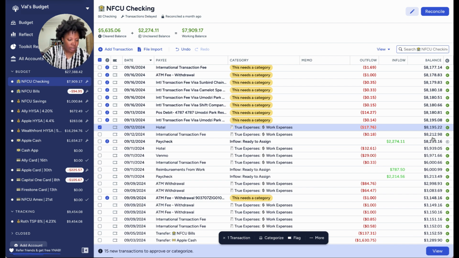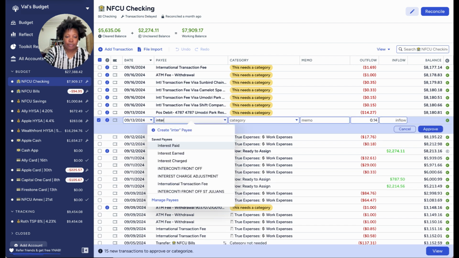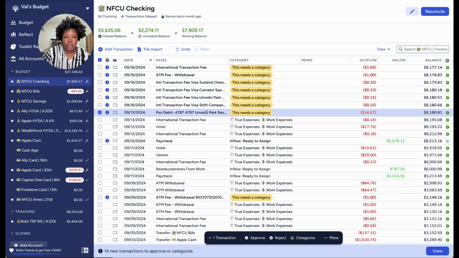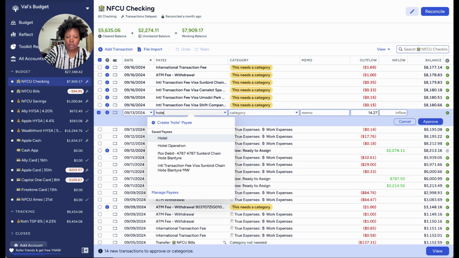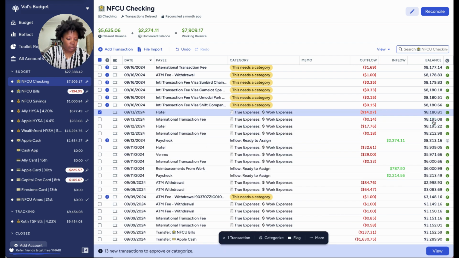Then we have the 13th. We have another hotel charge and an international transaction fee. One is 14 cents and the other one is $14.27, which matches. So let's approve that, and then hotel. Approve that. All right, and so that's all for the 13th.